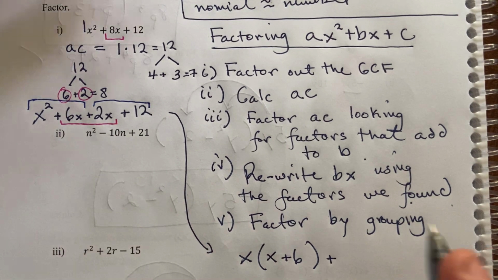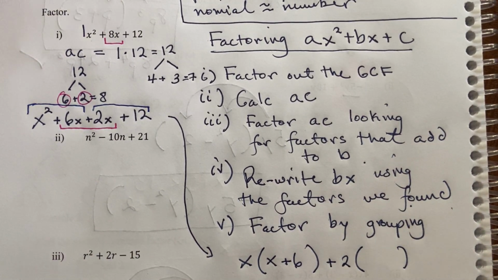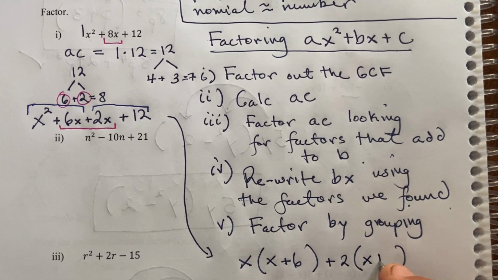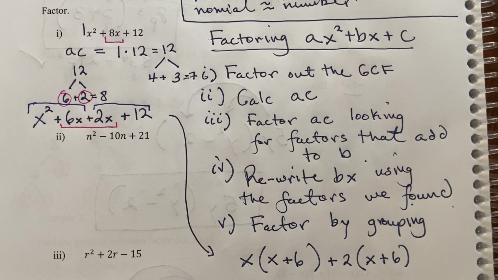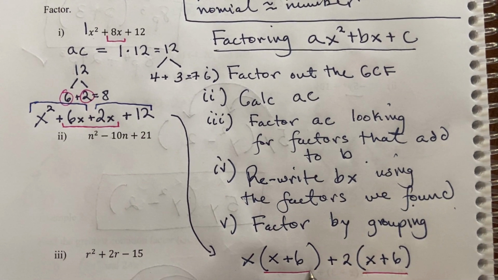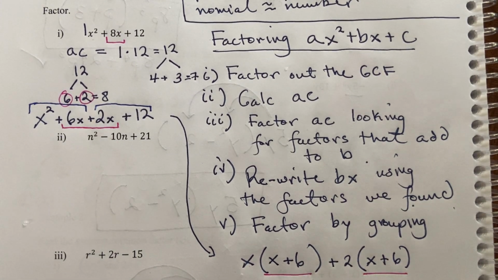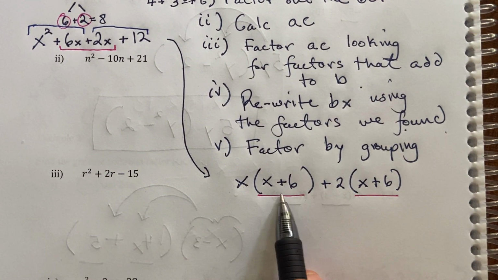Then move to the second grouping and factor out whatever's common there. So a 2x, a 12, the most we can do is a 2. And then what is left behind? An x plus 6. And that is no coincidence. Notice that x plus 6 and x plus 6 both appear. So you need to go to the next step and factor out that commonality.